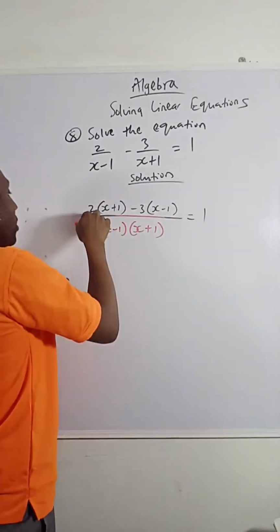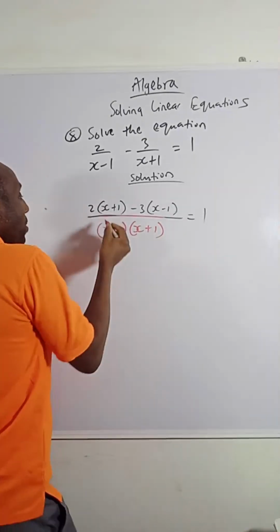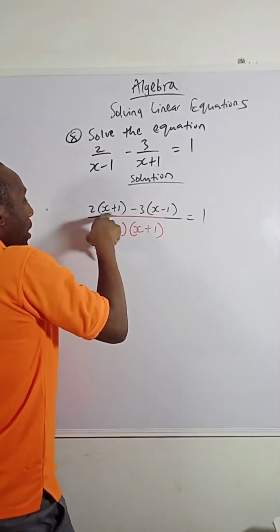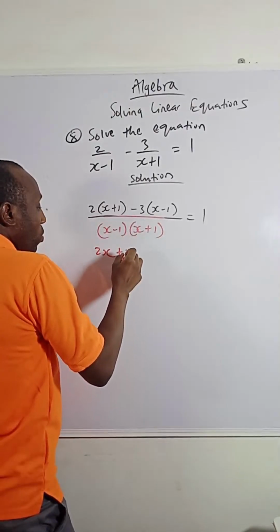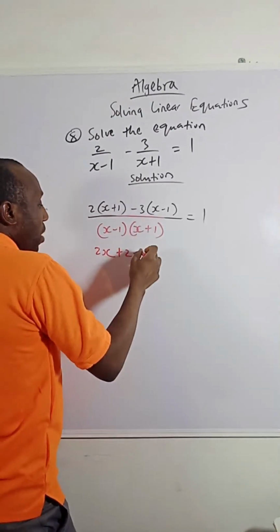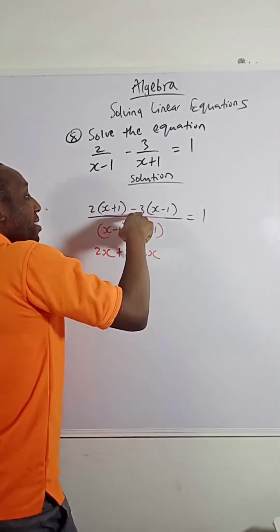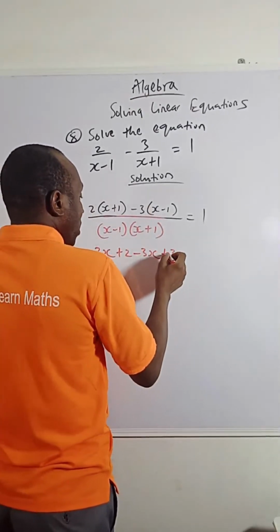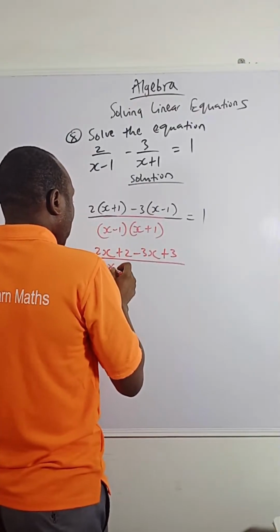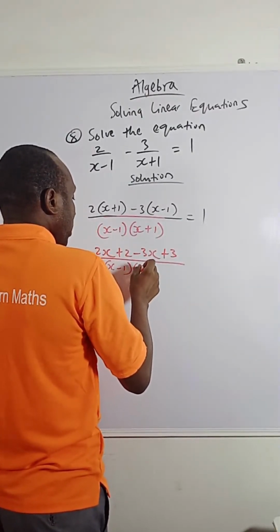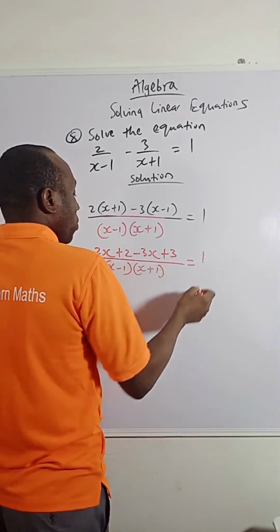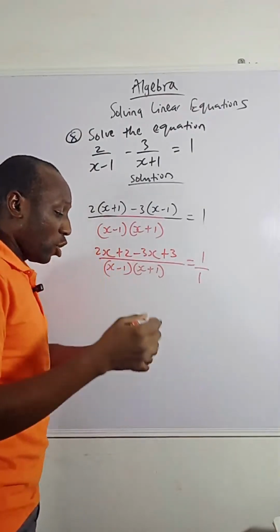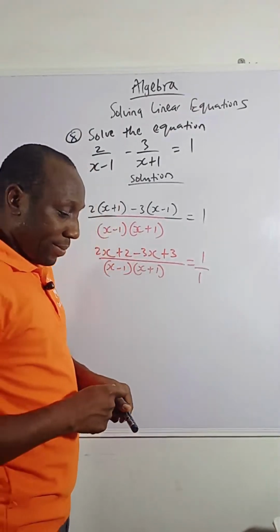So let's expand this. 2 times x is 2x. 2 times plus 1 is plus 2. Minus 3 times x is minus 3x. And minus 3 times minus 1 is plus 3. All divided by x minus 1 in bracket and x plus 1, all is equal to 1. You can write over 1 here and cross multiply.